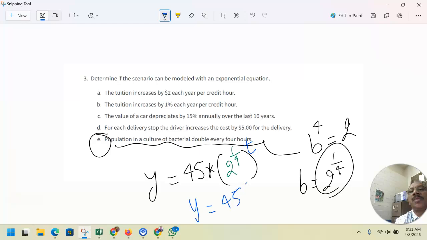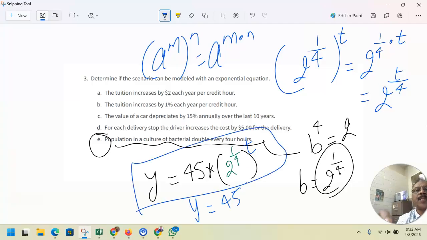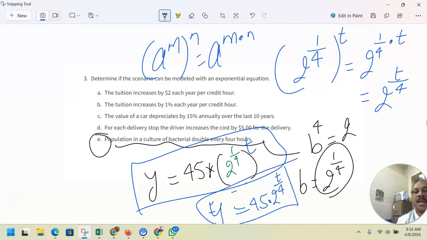You can write it also. What is 1/4? See, this is 2 raised to 1/4 of T. Now, the laws of exponents say that if you have A raised to m, raised to n, this is A raised to m times n. So it means we can multiply 1/4 by T. So basically, this becomes 2 raised to T by 4. See? So that's how it is. So the whole equation reduces to y equals 45 times 2 raised to T divided by 4. And you're done. I hope I'm making sense here.